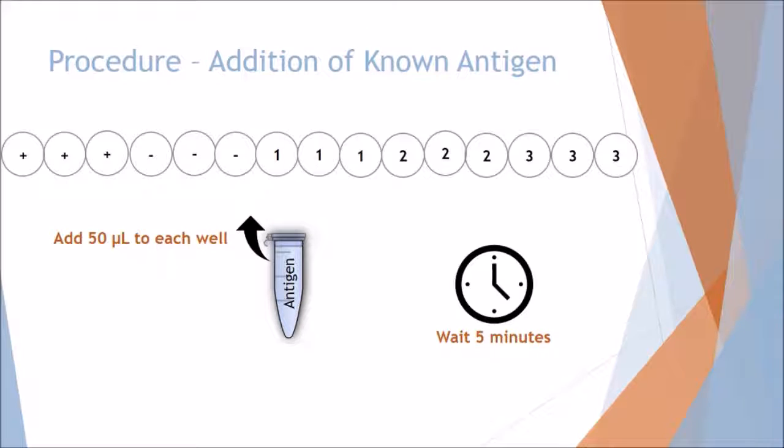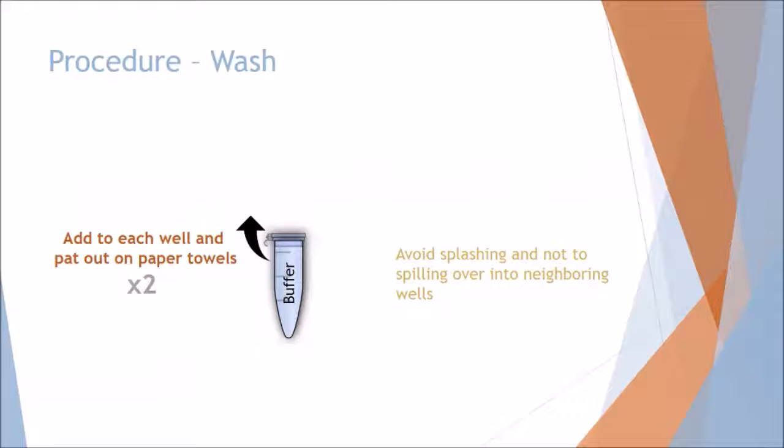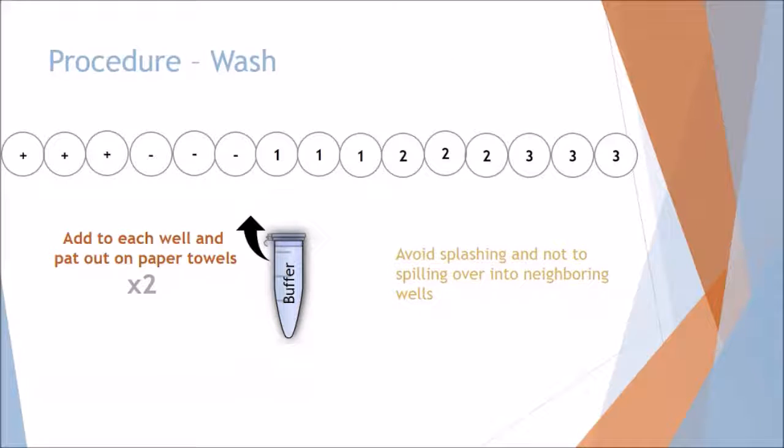And so after we label, now we're going to add a known antigen to each of the wells. So we're going to add 50 microliters to each well. We're going to let that sit and incubate for 5 minutes. And after that incubation time, we'll take our microwell plate.